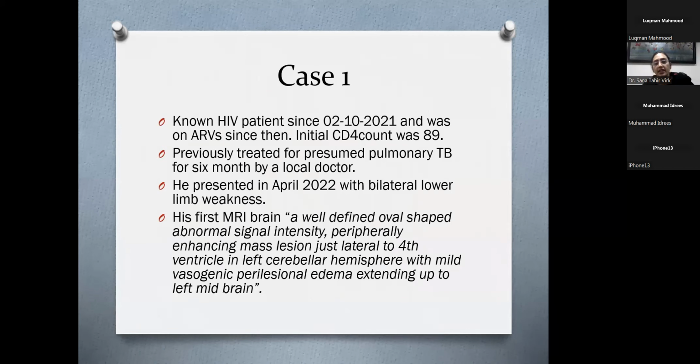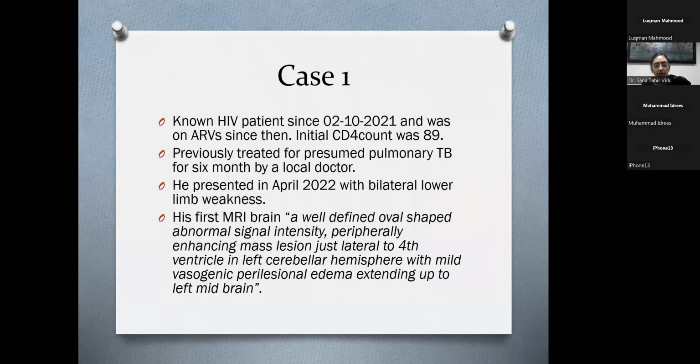So our first case is a known patient of HIV since October 2021 and was on ARV since then. His initial CD4 count was 89. Previously, he was treated as a presumed case of pulmonary tuberculosis for 6 months by a local doctor. He presented to us in April 2022 with bilateral lower limb weakness.